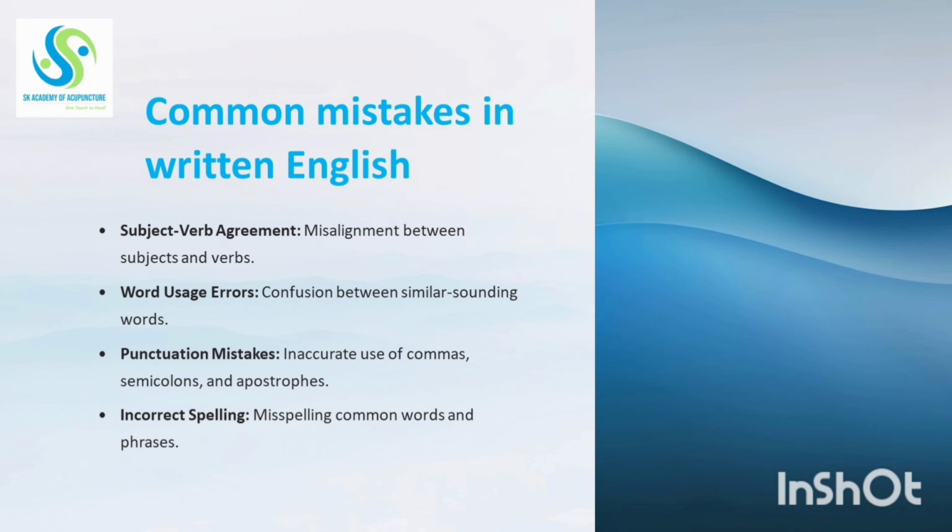It is like driving without proper road signs on an unmanned road. So it causes confusion. There has to be proper punctuation throughout the sentences and throughout the passage, whichever is being written. Incorrect spelling: like a typo error, it can lead to a completely different result. So, misspelled common words can also be a common mistake in written English. These things we can improve ourselves through regular practice.